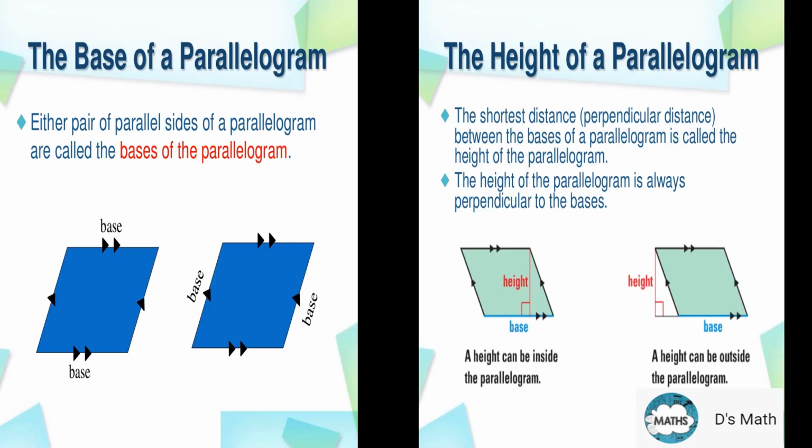Next one is the base of the parallelogram and the height of the parallelogram. What is the base? Each pair of parallel sides of a parallelogram are called the bases of the parallelogram. And what is height? Height is the shortest distance, or you can say the shortest perpendicular distance between the bases of the parallelogram, is called the height of the parallelogram. So it is the shortest distance between the bases.